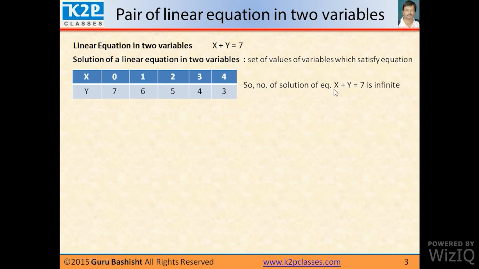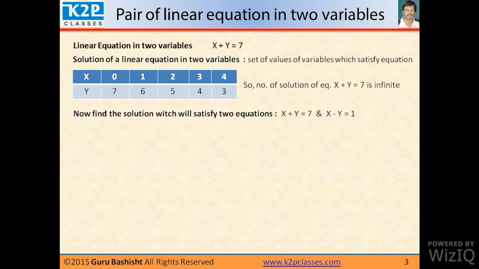Now, find the solution which will satisfy two equations, x plus y equal to 7 and x minus y equal to 1. Answer is x equal to 4 and y equal to 3. And the solution is unique. You will not find any other pair of x and y which will satisfy both these linear equations. So by and large, if the number of equations equals the number of variables, then you will get a unique solution of the set of equations.